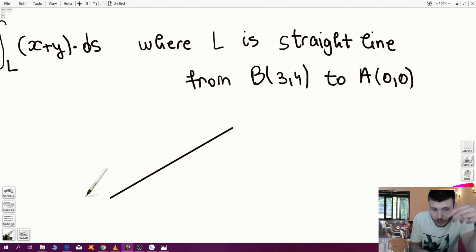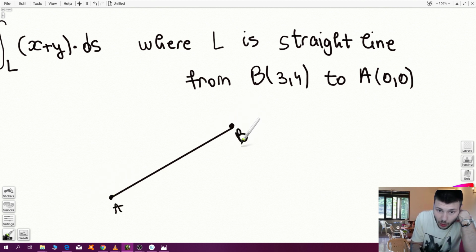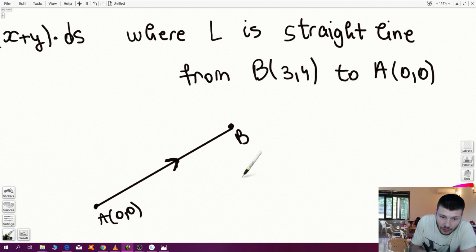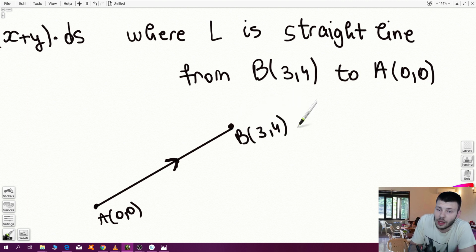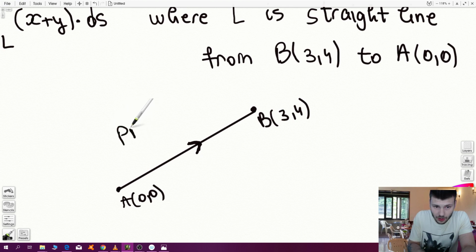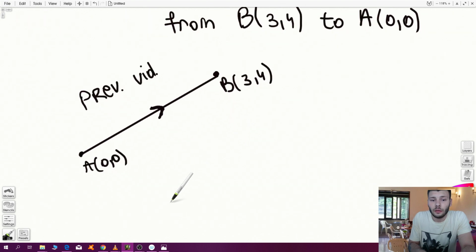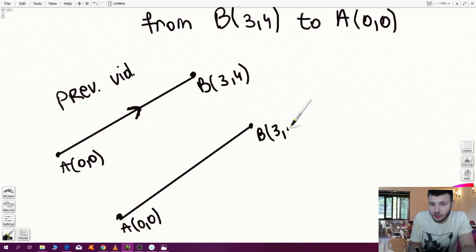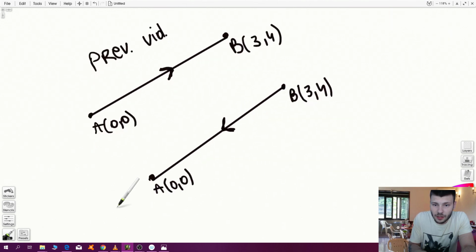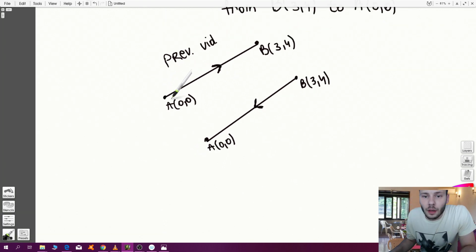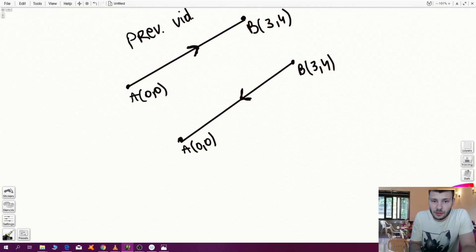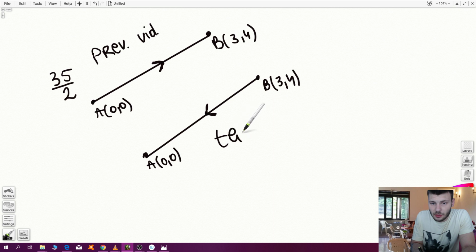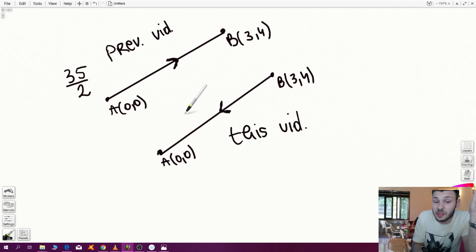So I owe you a picture from the previous video. This was the situation in the previous video. We started from the point A and we were going in this way, and our last point was B. In this video the situation is reversed. We are starting from the point B and we are going in this way, finishing in the point A. So the question is which result we will get. In the previous video we got a result 35 halves, and in this video we will get the same result, and I will show you that.